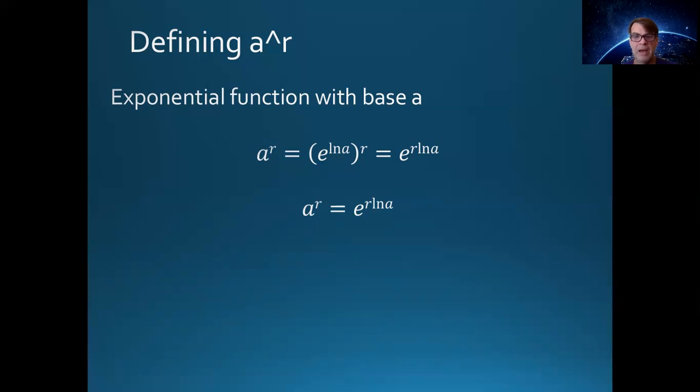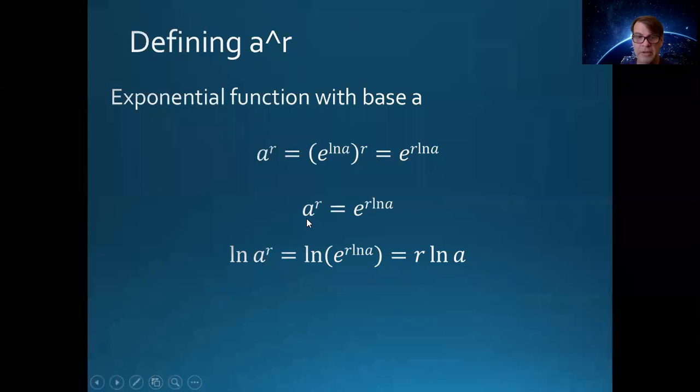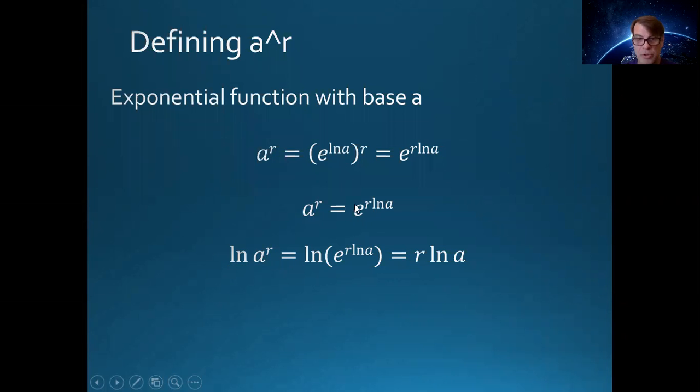Who knew? I mean, it works, because of the cancellation, right? Because e to the natural log cancels out, and you're left with a to the r. So it all works. It's just kind of bizarre. But what this allows us to see fairly easily is that the natural log of a to the r power is going to be the natural log of e to r natural logarithm of a. And we know that this is going to cancel out, right? And we're going to be left with r natural log of a.